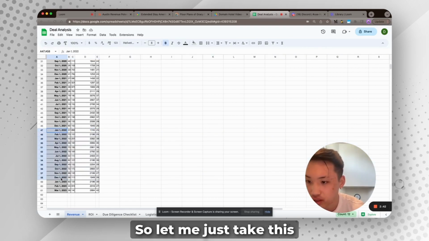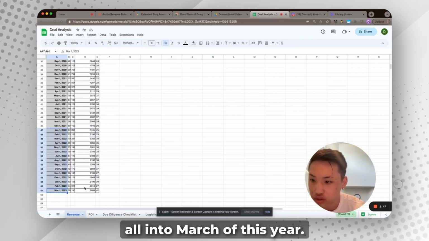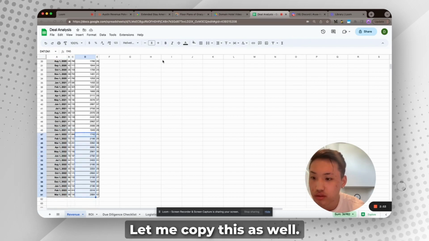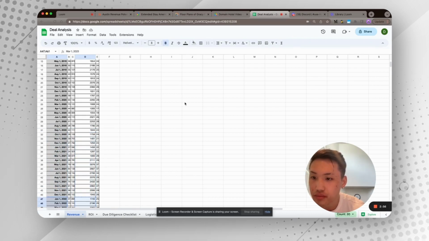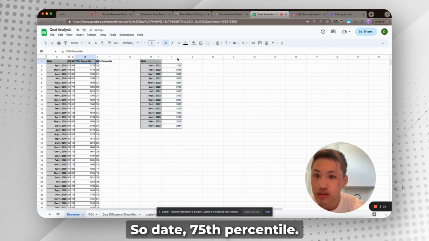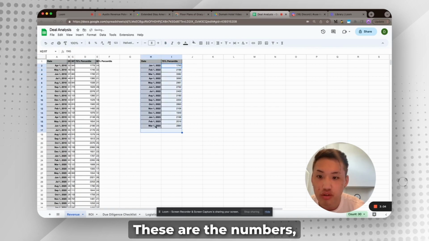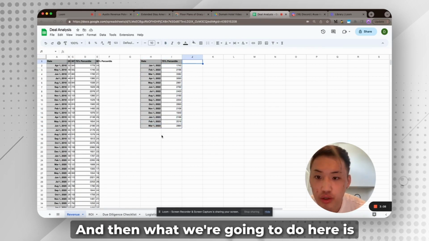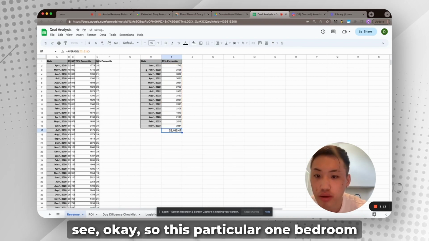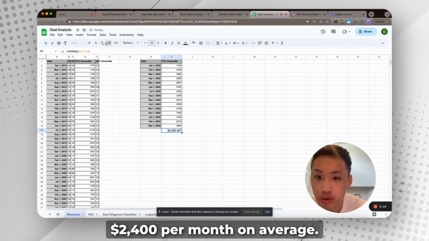So let me just take this all the way until March of this year. Let me copy this as well, and put it right here. Okay, so date, 75th percentile. These are the numbers, average monthly revenue. And then what we're going to do here is grab an average of this to see, okay, this particular 1 bedroom is going to make $2,400 per month on average.